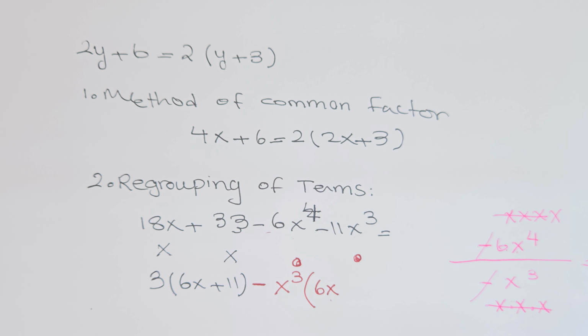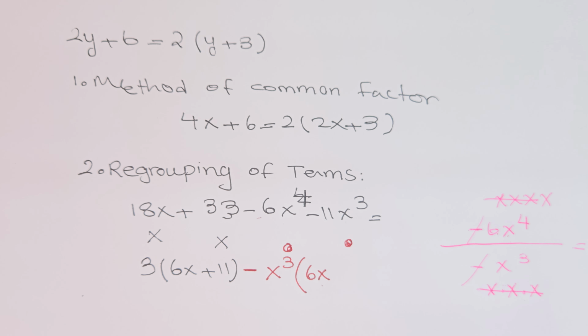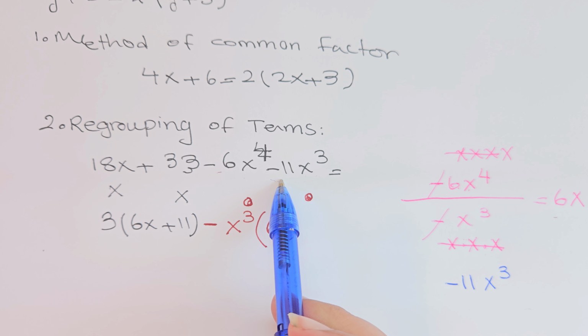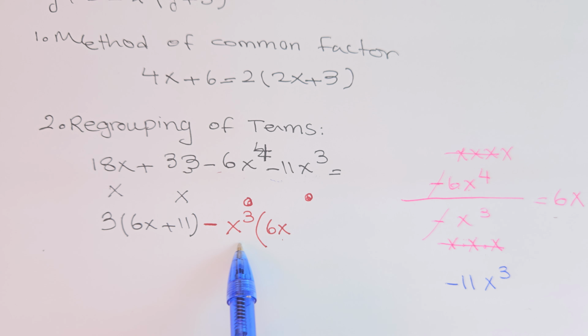Now for the next term, let's see. I'll do the next term here. So that would be negative 11x³. This is the original term, and this is the common factor that I'm going to pull out. So that would be negative x³.